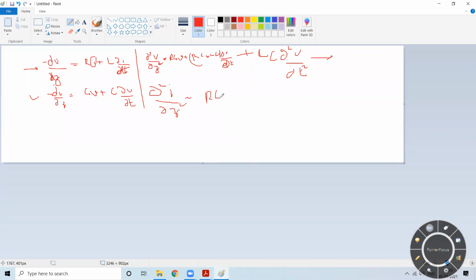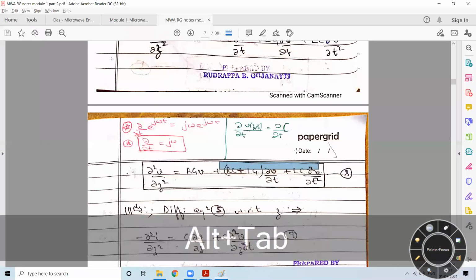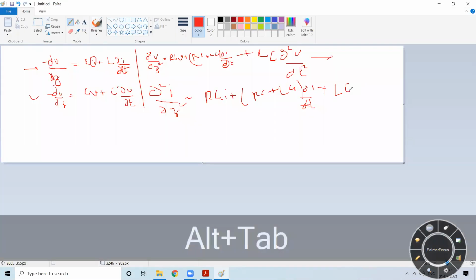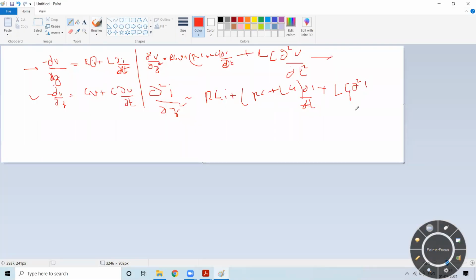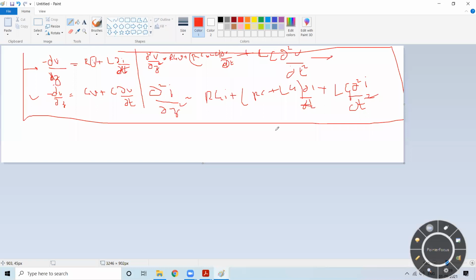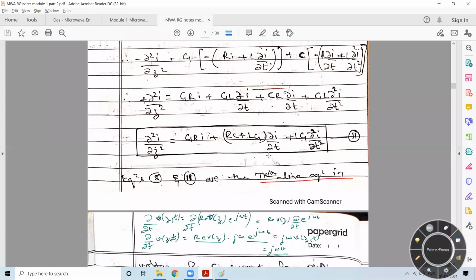The other transmission line equation was dou square i by dou z square. When you simplify, it will be RG into i plus (RC plus LG) into dou i by dou t plus LC into dou square i by dou t square. So these were the 4 equations that we had obtained, and these 2 equations are termed the transmission line equations.